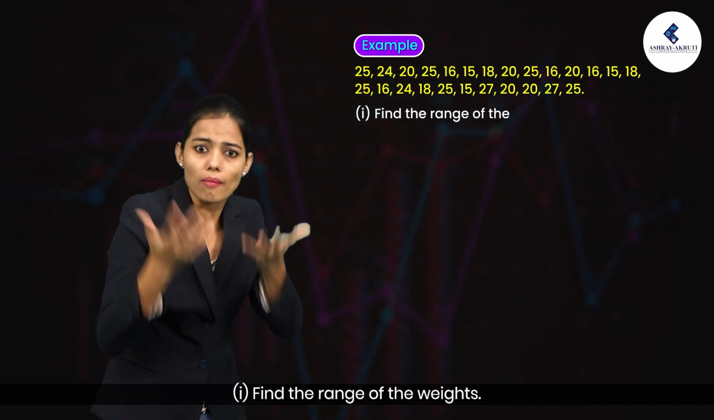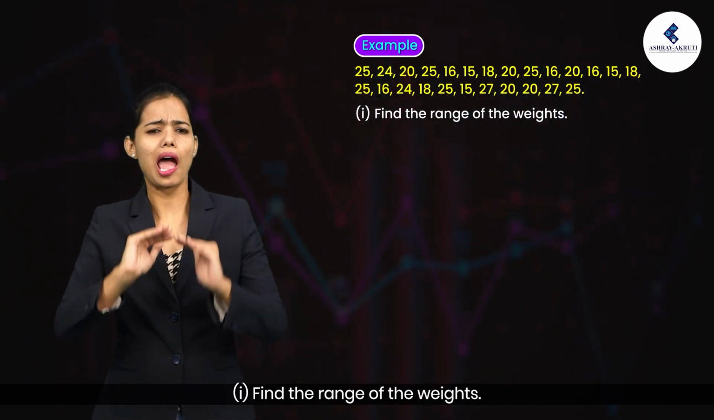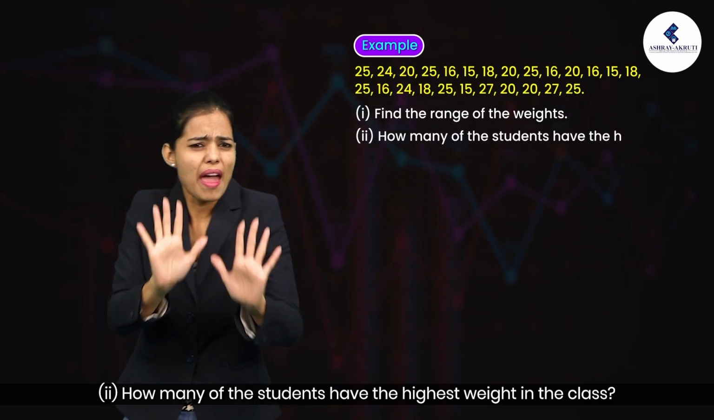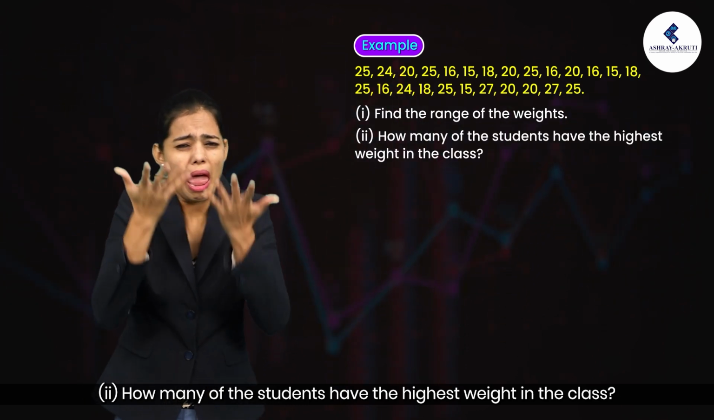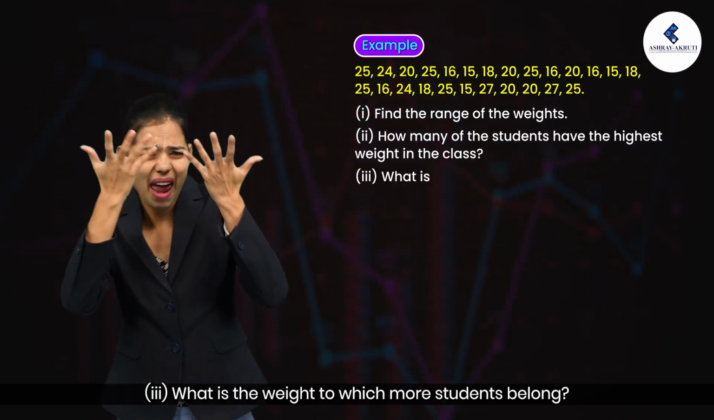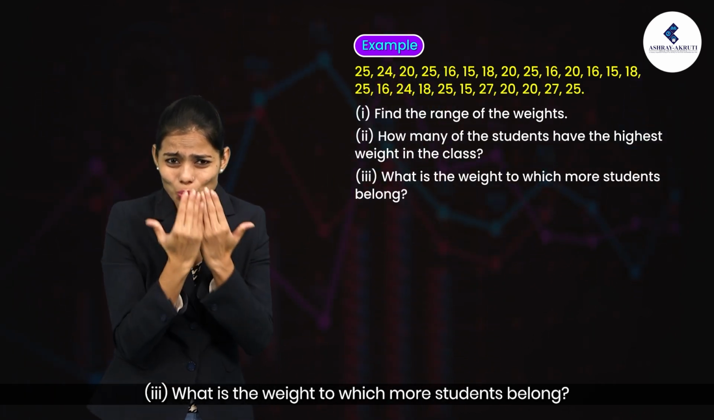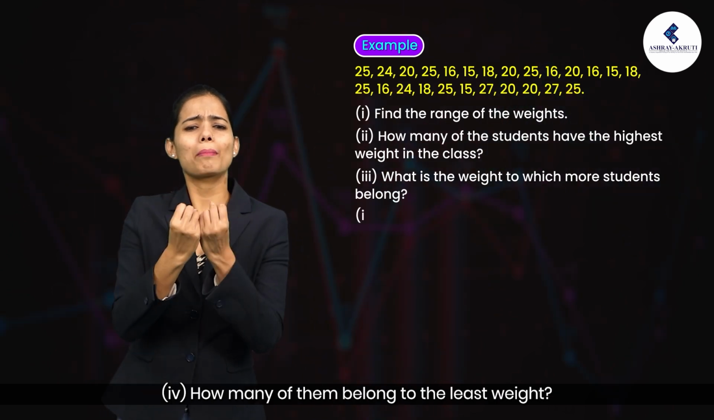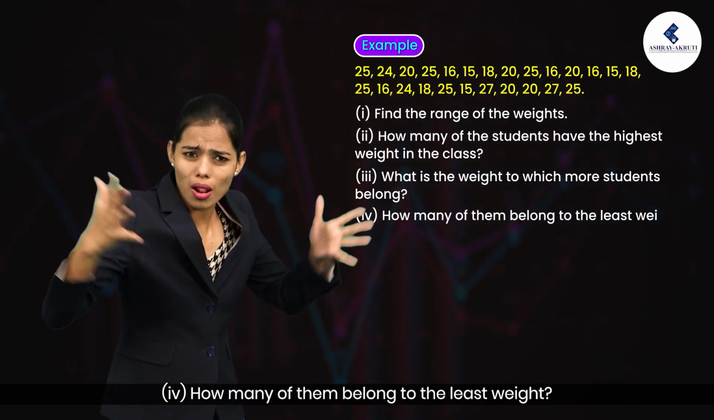Find the range of the weights. How many of the students have the highest weight in the class? What is the weight to which more students belong? How many of them belong to the least weight?